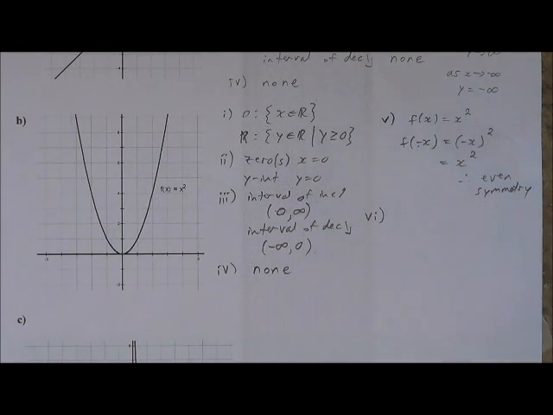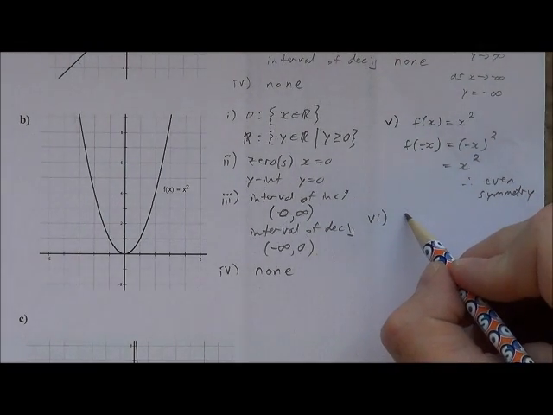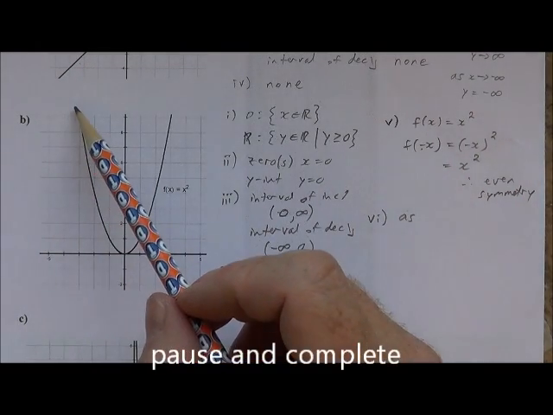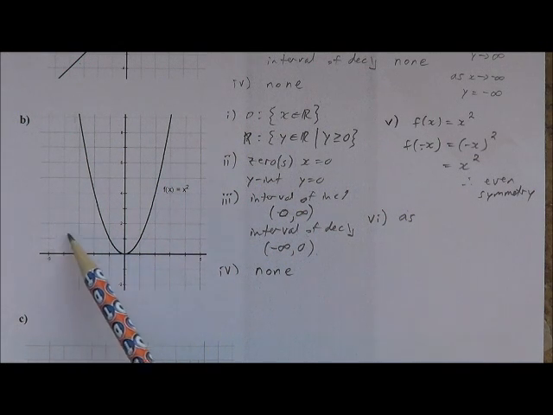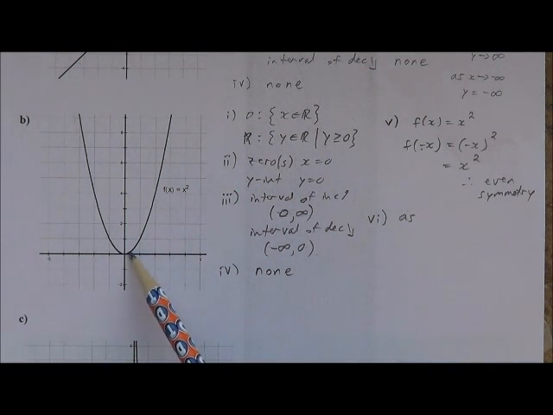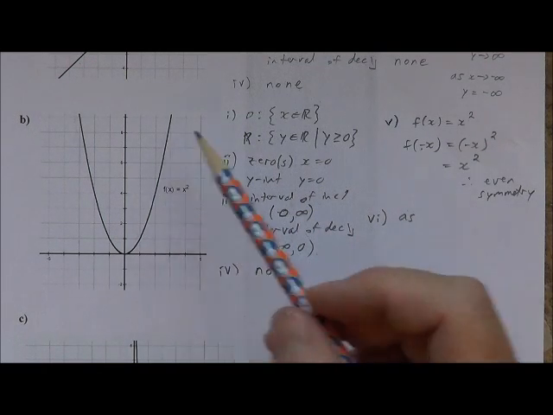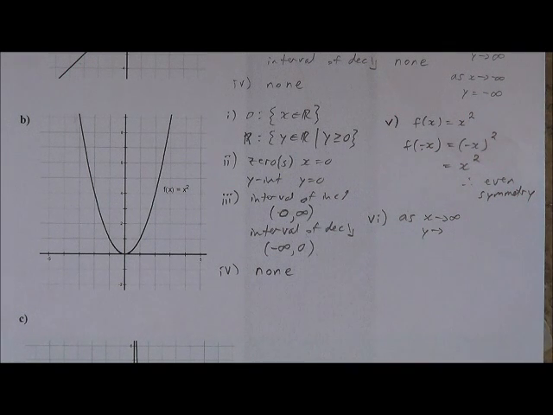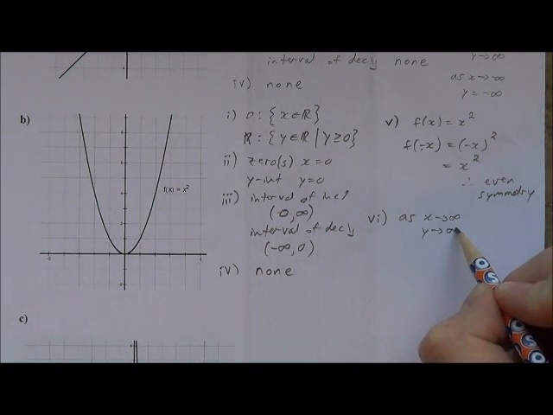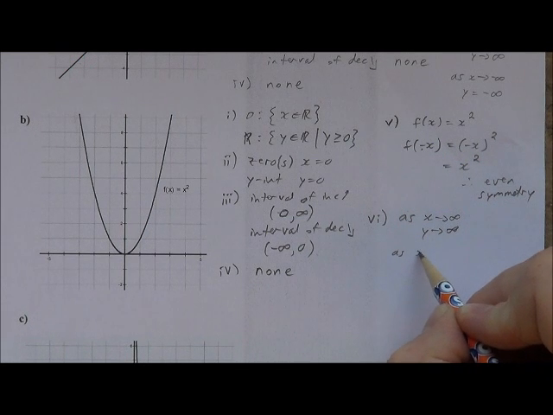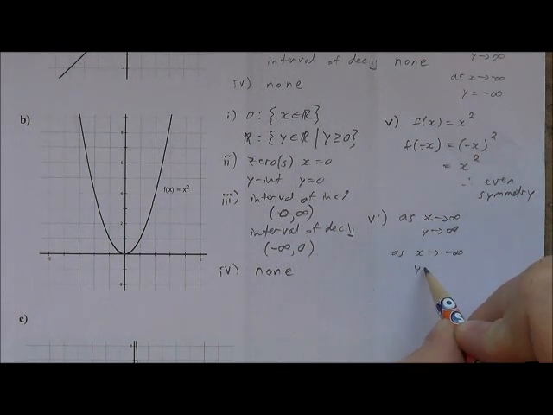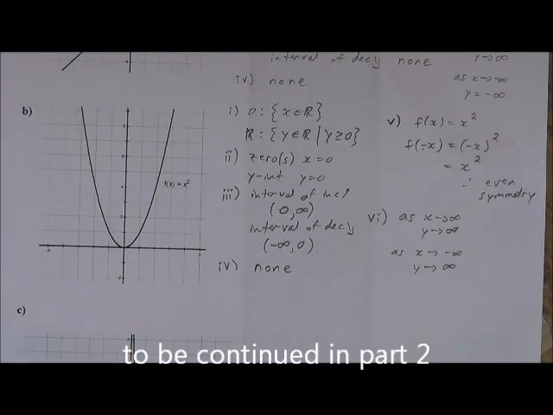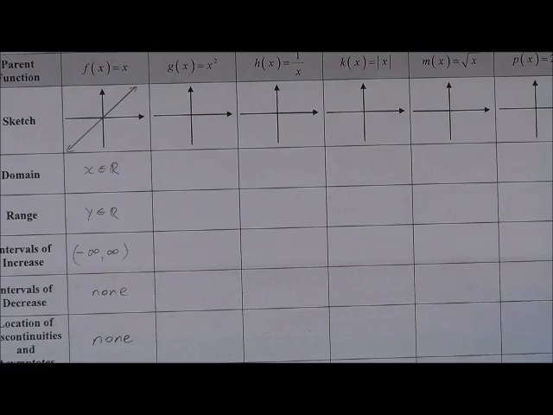And for part 6, end behavior, take a look at the graph as x approaches negative infinity, as x gets really big in the negative direction, and as x gets really big in the positive direction. Where does this graph go? So as x approaches infinity, y approaches infinity, and as x approaches negative infinity, y approaches infinity. Okay, so now we'll transfer that information over to the table.